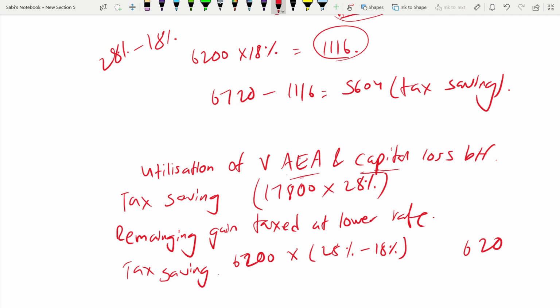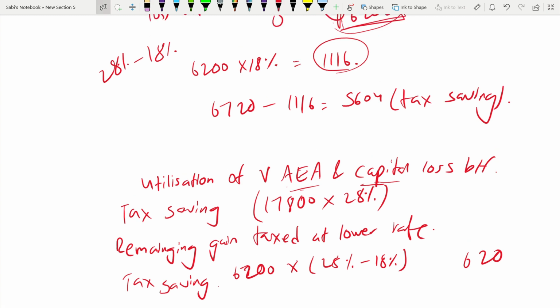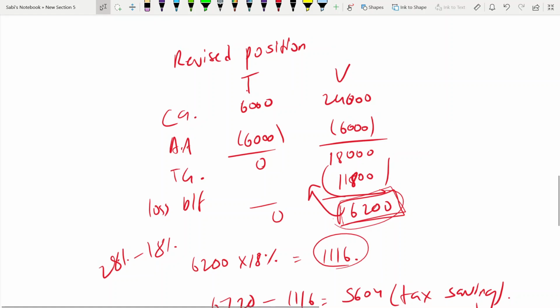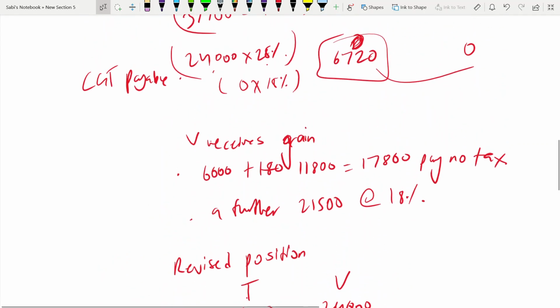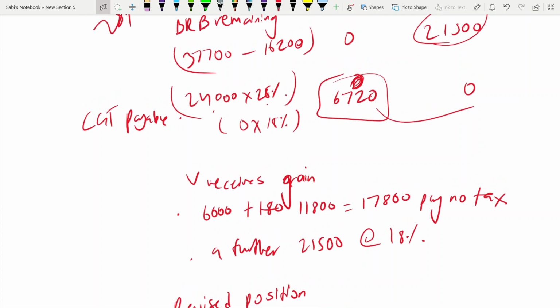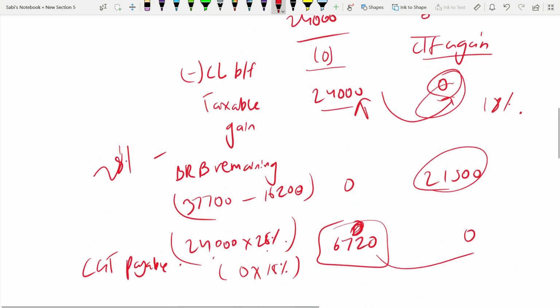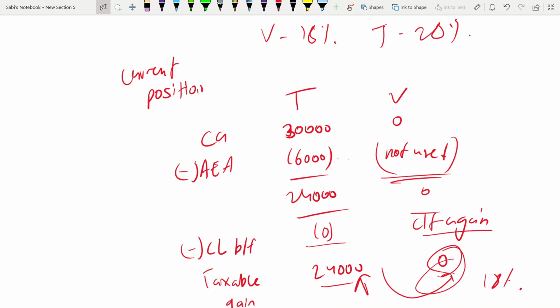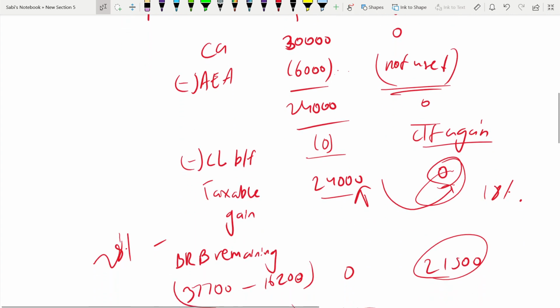So earlier, this is at 28% straight away. How? Because if V receives this gain of 17,800, up to this much gain, if she receives, she pays no tax. No tax at all. But it is in the hands of whom? This 11,800 was not being utilized before.